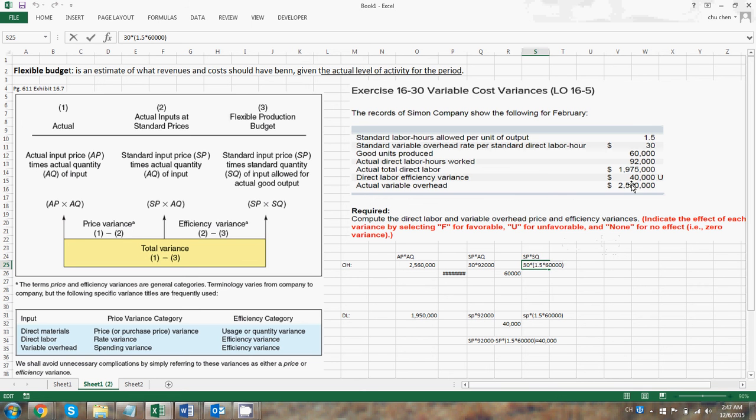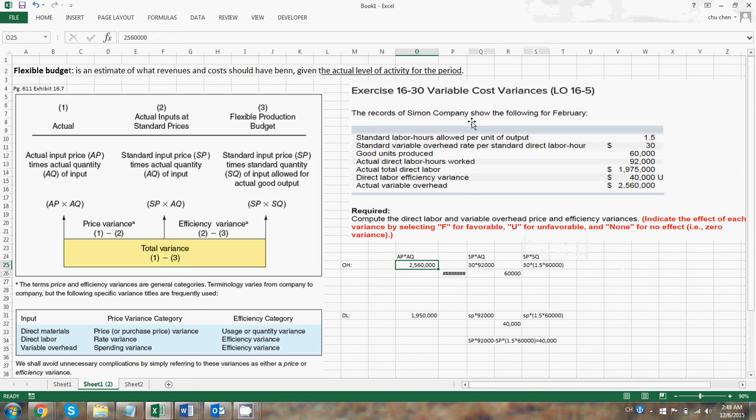Because 1.5 is the standard, and when we talk about standard, you can consider it as a budget. We expect we're going to use 1.5 hours for one unit of output. And SP is the standard price, meaning we expect it to cost us $30 per direct labor hour in terms of variable overhead. So that's what we do.